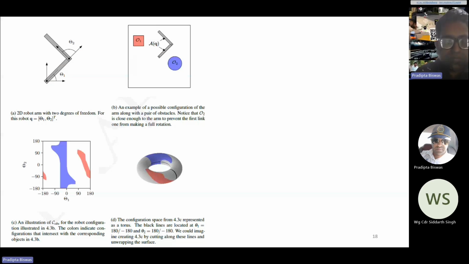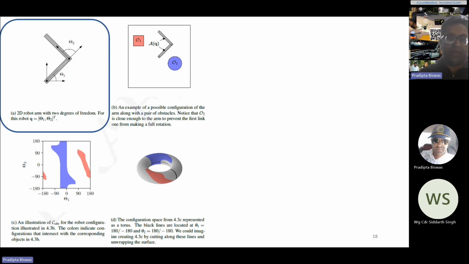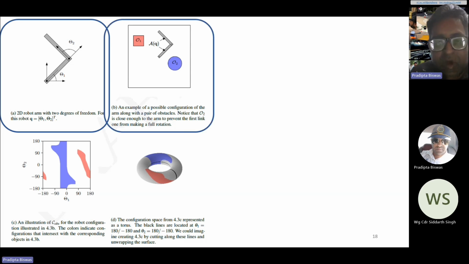Okay. Here is an example of a two-DOF robot whose configuration space is represented by these two angles, theta 1 and theta 2. In this figure, you can see that the configuration space will be a 2D space represented by these two DOF, theta 1 and theta 2. Here we are taking two obstacles, one a square shape and one a circle shape.